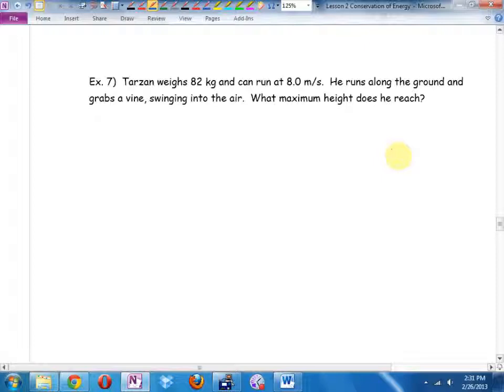So, kinetic energy initial plus potential energy initial equals kinetic energy final plus potential energy final, plus heat. Since it says maximum height, let's assume there's no friction. This rope is frictionless. Are any of these 0? At the top, for a split second, I agree.